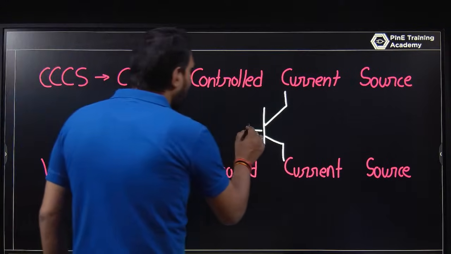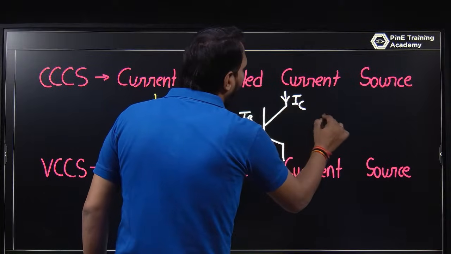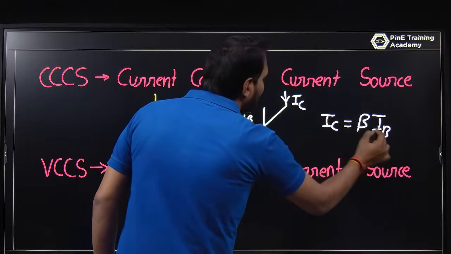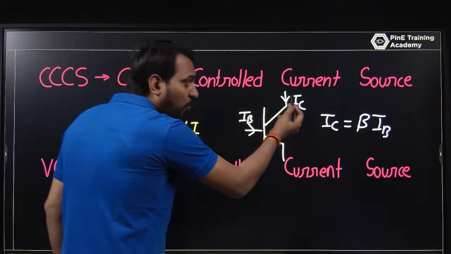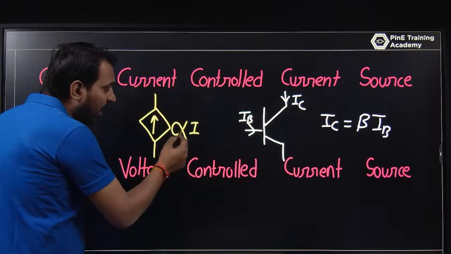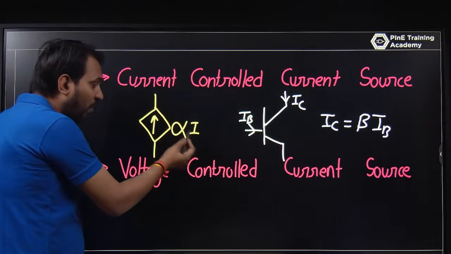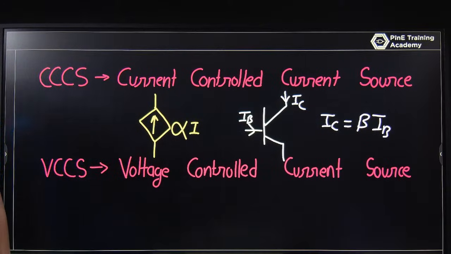Or I am just explaining it this way: you have a base current and you have a collector current. That IC is directly proportional to beta IB. The base current is your controlling current and the output current is your collector current. So beta is your gain factor, I is your IB, and the source is IC. This is called IC equal to beta IB. That BJT is a current controlled current source.